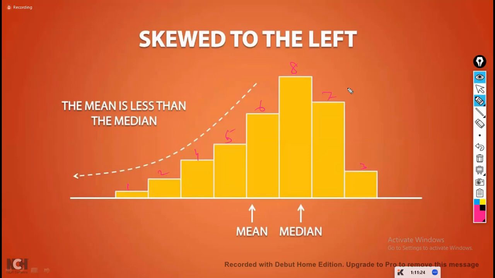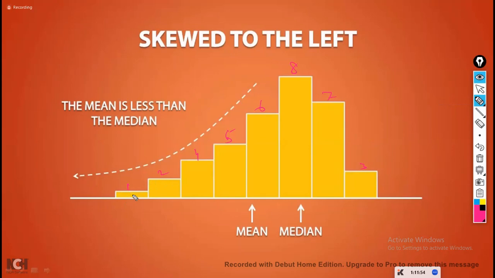Now, how many total data points are there? 1, 2, 3, 7, 12, 18, 26, 33, 36. Total 36 data points are there. For 36 data points, what would generally be the median value? It is between the 18th and 19th values. Where will the 18th point be?